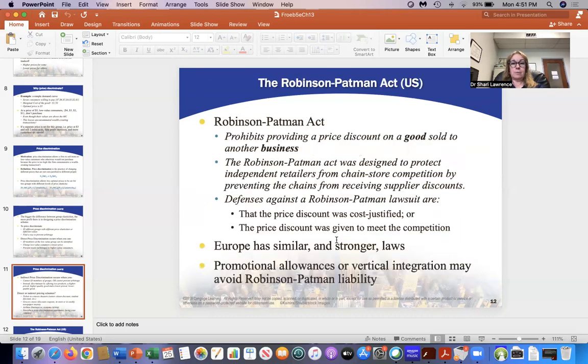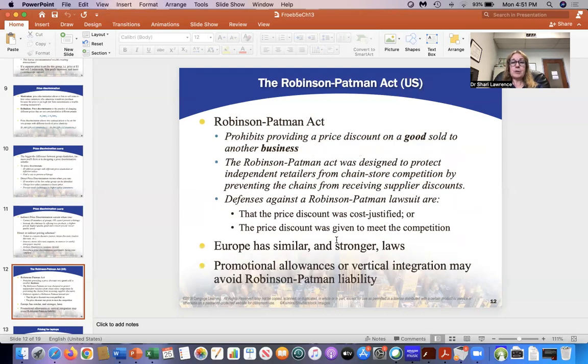All right. The Robinson-Patman Act, this is what I was talking about. It was designed to protect independent retailers from the chain store competition, preventing these chains from receiving supplier discounts. But it is legal to offer these discounts on volume, so a bulk discount. So that's the way they get around this.